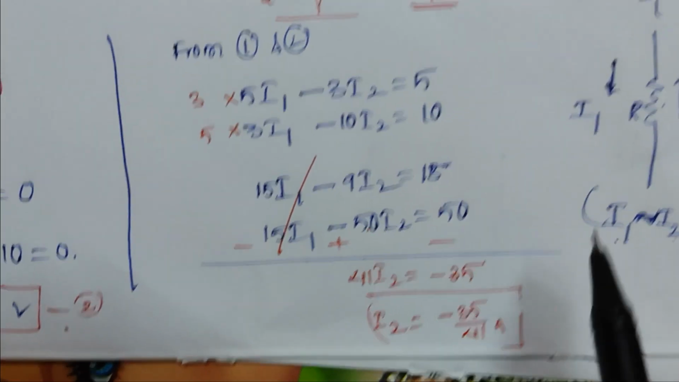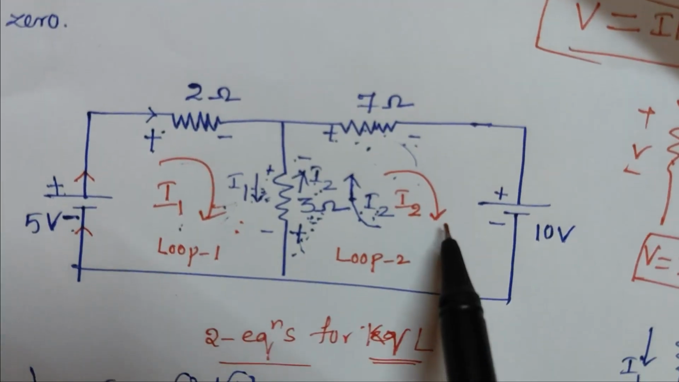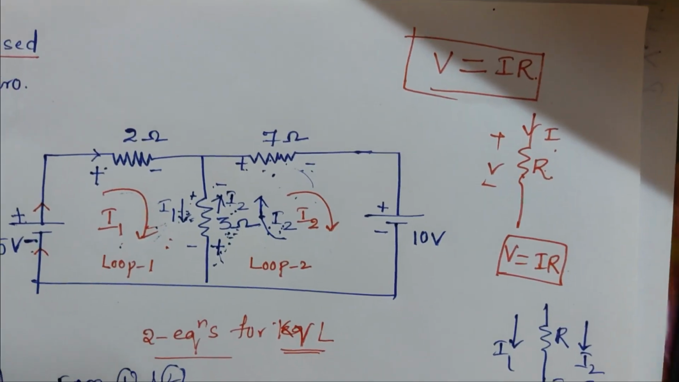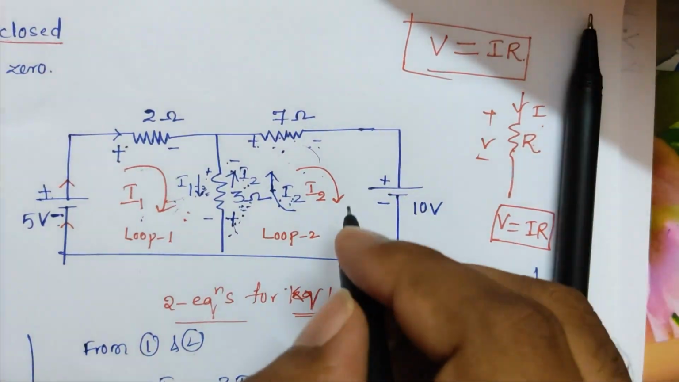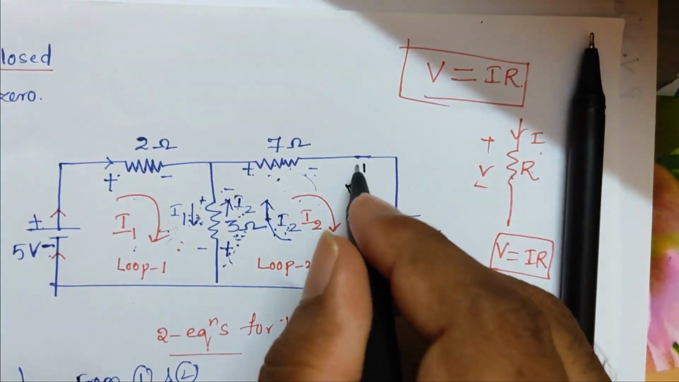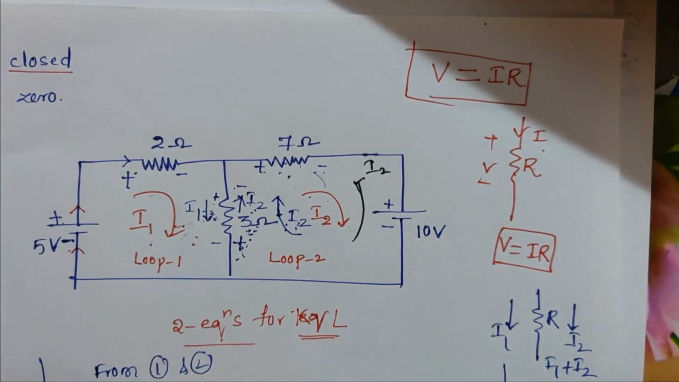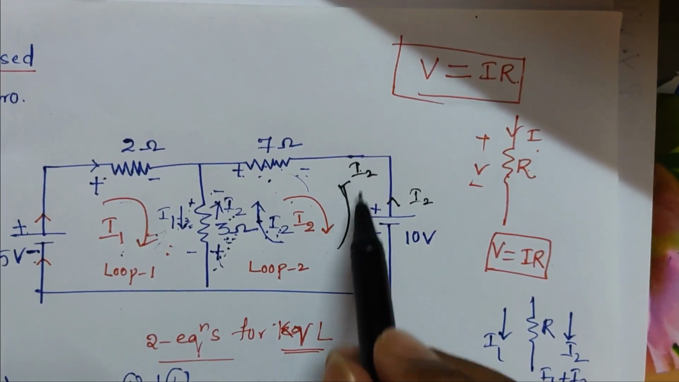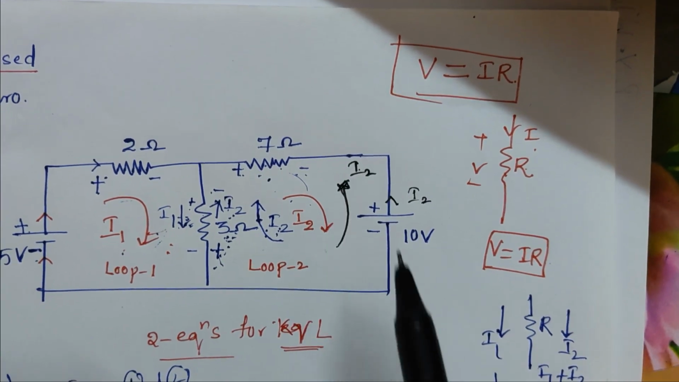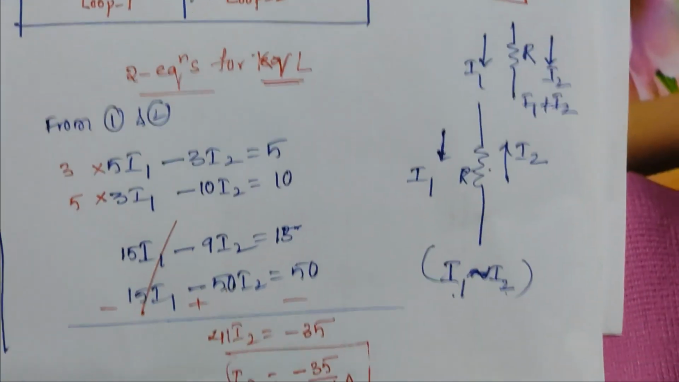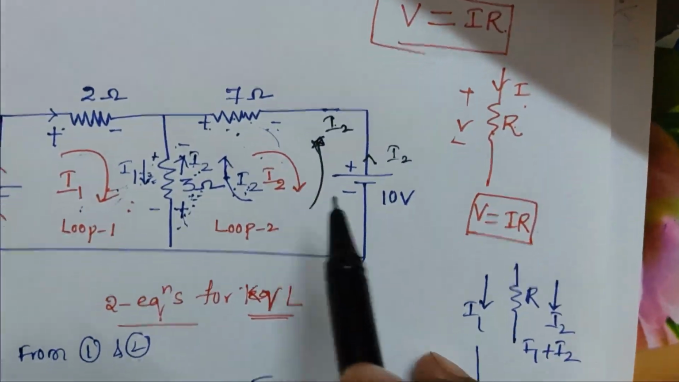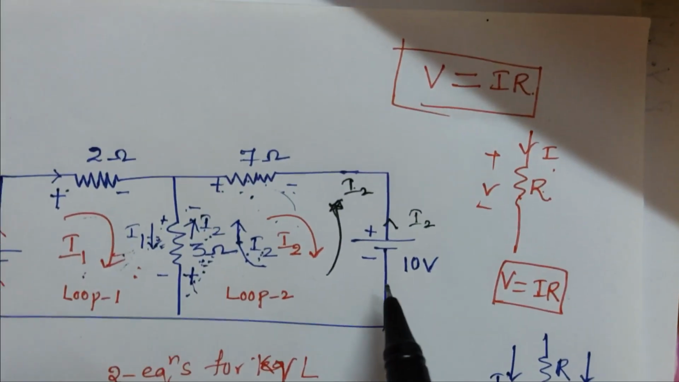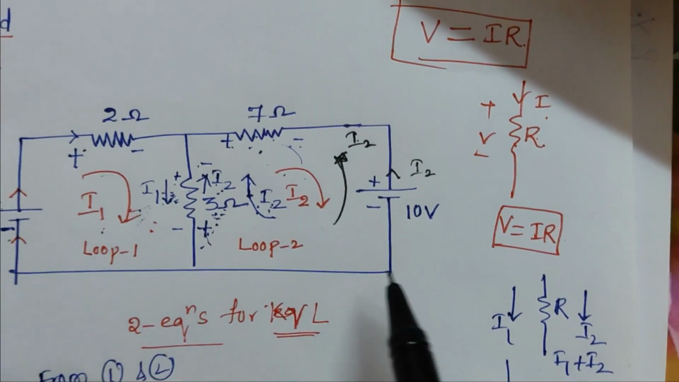That means we considered I2 in this direction, but the value we obtained is negative. So the actual current direction is opposite to our I2. I2 flows in this direction because the voltage source is here, and the current leaves the voltage source. We took I2 as clockwise, but the actual value is negative, so the actual current flows opposite to I2.